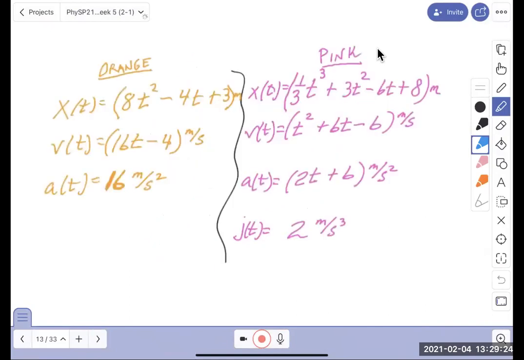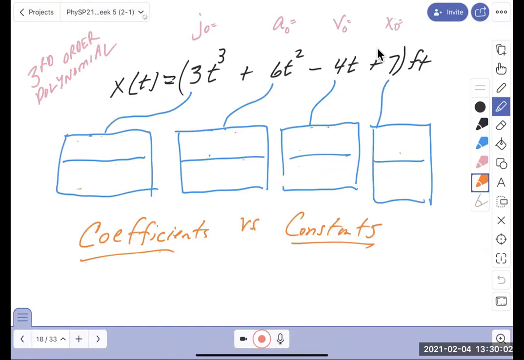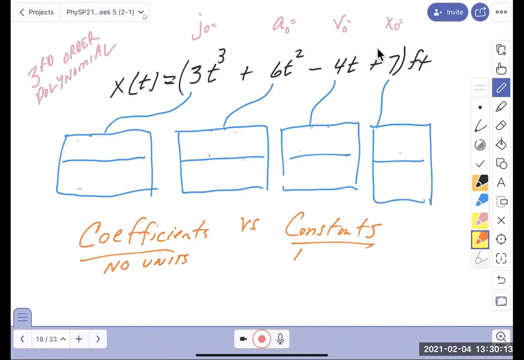But when I do it this way, now this 8 here is a constant. The negative 4 is a constant. The 3 is a constant. The 1/3 is a constant. Those are constants. They're not coefficients because they tell you something about the situation, not just a mathematical relationship, but what's happening in the problem, in the situation you're looking at. So the quick answer for the difference is that coefficients, since they're mathematical, have no units. Constants have units.